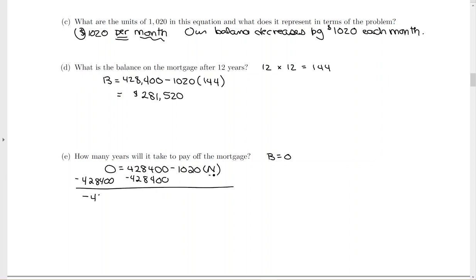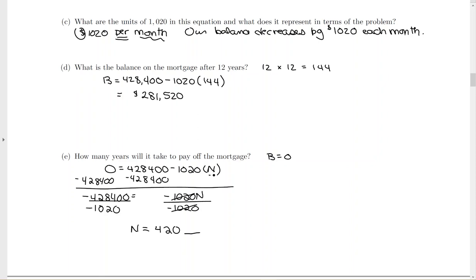So I have a negative 428,400 equals, bring down the negative sign. And because the 1020 is hooked by multiplication to the letter N, I'm going to divide by the negative 1,020. So the negative 1,020 divided by itself is going to cancel out to 1N equals, and then use your calculator to do that division. It comes up, I believe, 420.